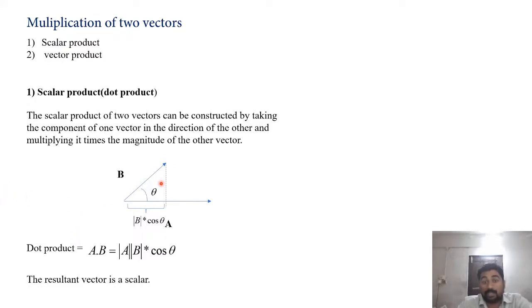What is the projection? You have to draw a line along this axis and you have to drop it up to this point. This is called the projection. What is this projection? B cos theta is adjacent side by hypotenuse.